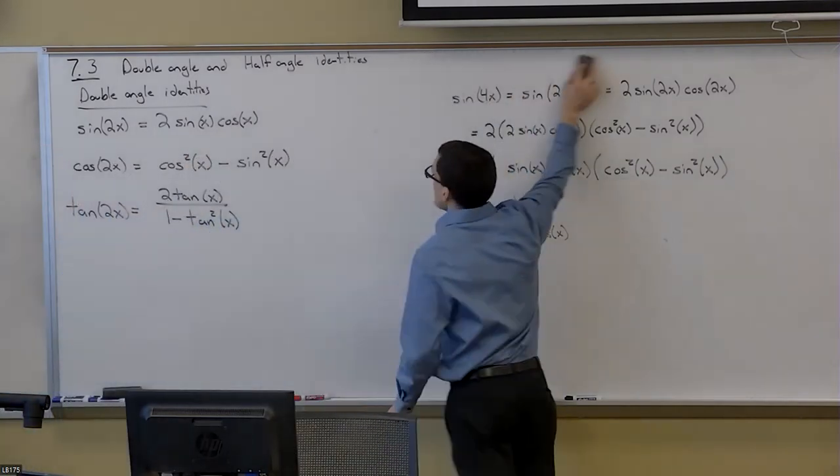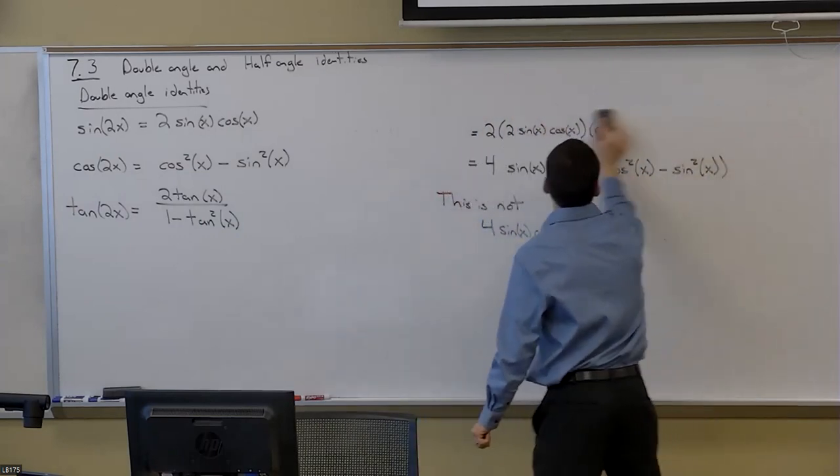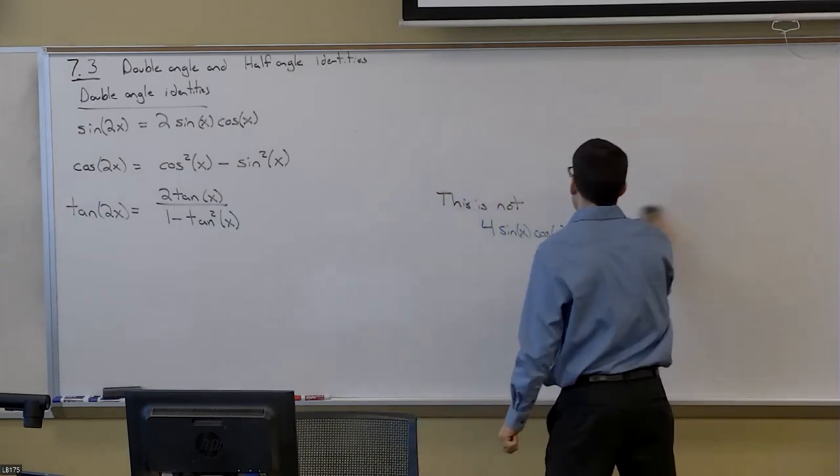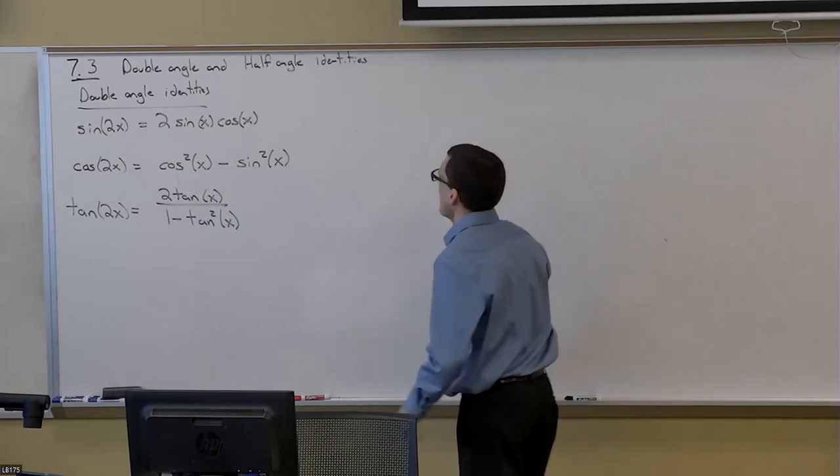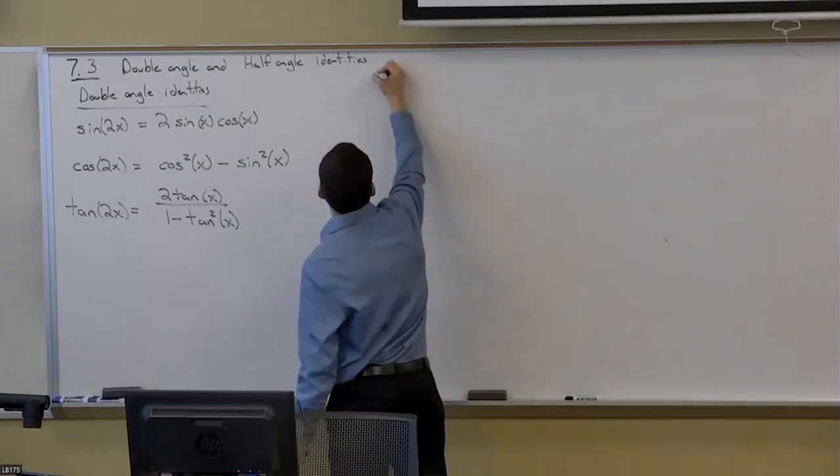Now, the next part of 7.3 is the half-angle identities.